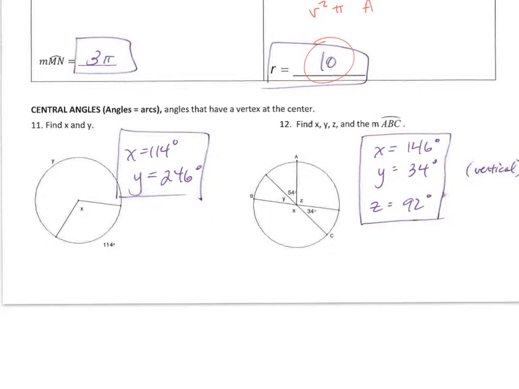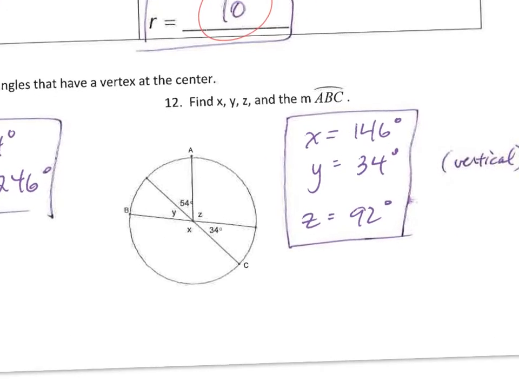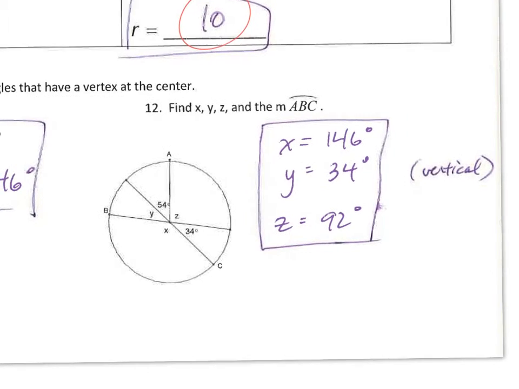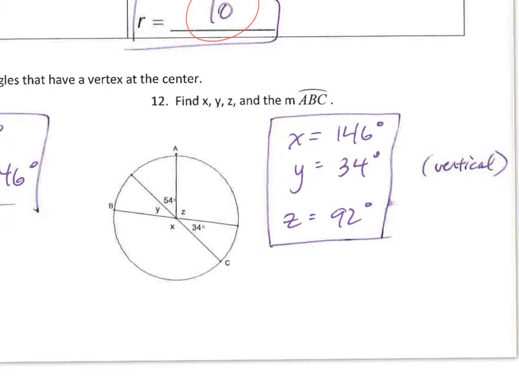Number 12, another practice with the same kind of thing. Straight lines make 180, vertical angles are congruent, so there's a lot of stuff going on. Y has got to be vertical to 34, so that's why y is 34, right? These straight lines make 180 degrees, so I could find z by taking 54 and 34 from 180, so I could do 180 minus 54 minus 34 to find z.